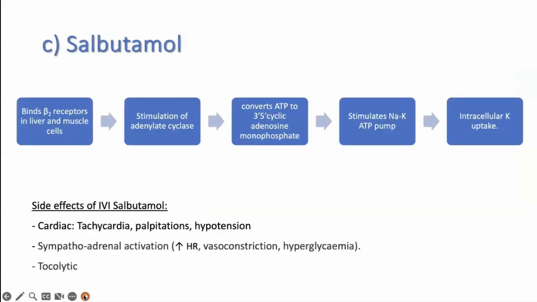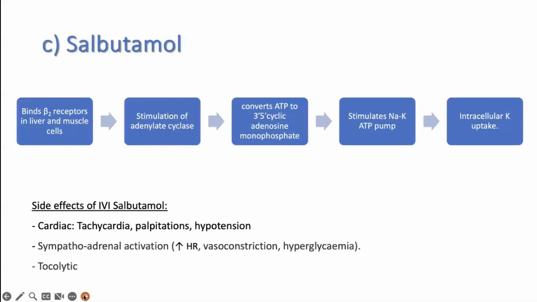Our third and final drug to be used to shift is salbutamol. So this is just a cycle of how it actually causes intracellular potassium uptake, but ultimately it's exactly the same as the other two, and it stimulates your sodium-potassium ATPase pump.